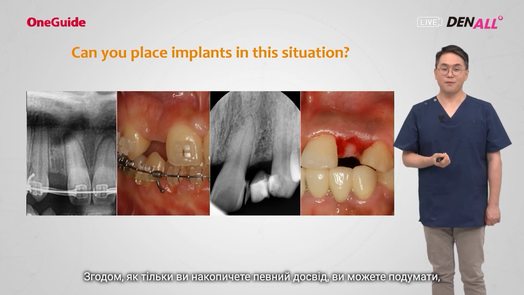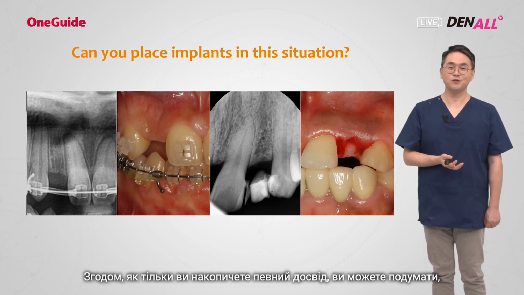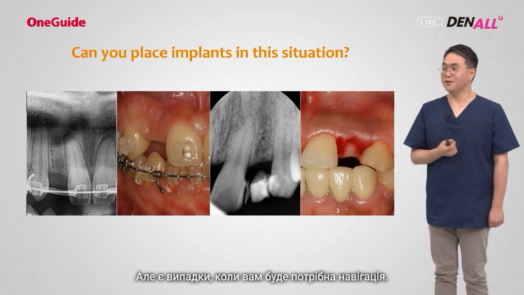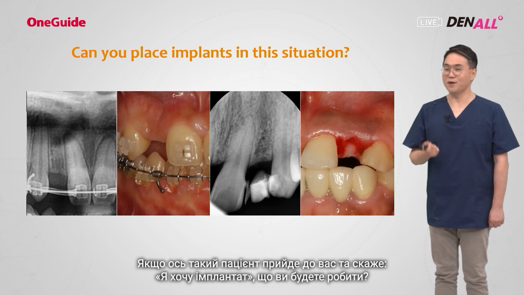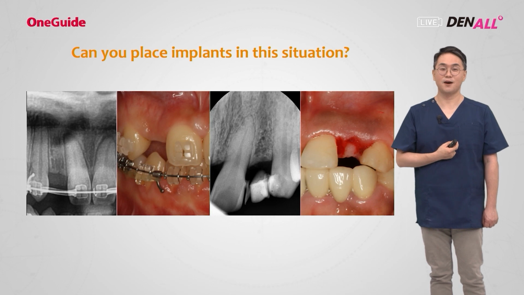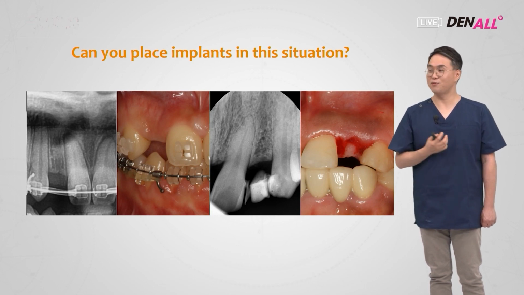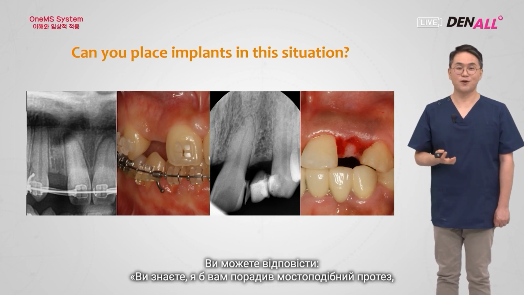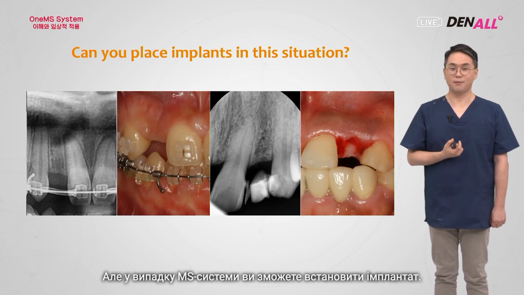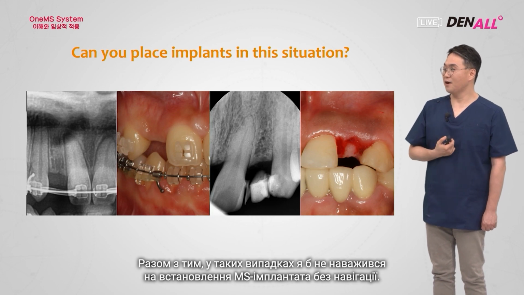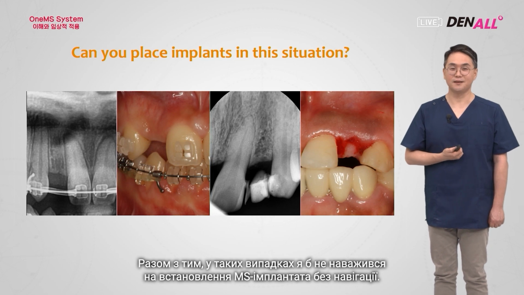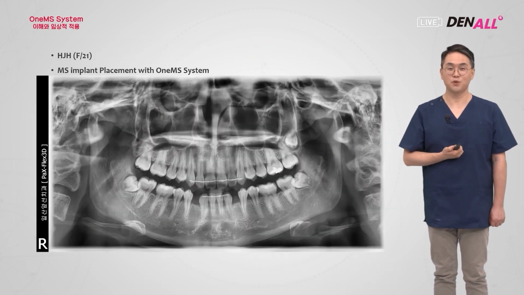Then, once you build experience, you might think you can place a One MS implant without a guide. But there are cases where you need the guide. If such a patient came to you and said, I want an implant, what would you do? You could say, I recommend a bridge because an implant is not possible. But with MS, you can place an implant. But even in these cases, without using a guide, placing an MS implant is not something I would go for. So let me show you one case.